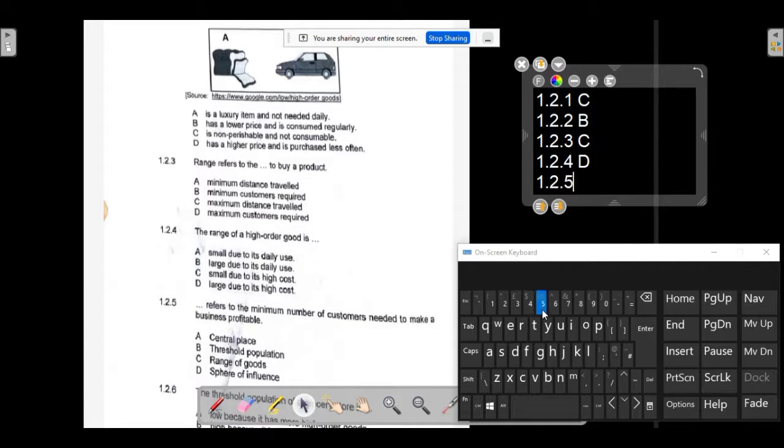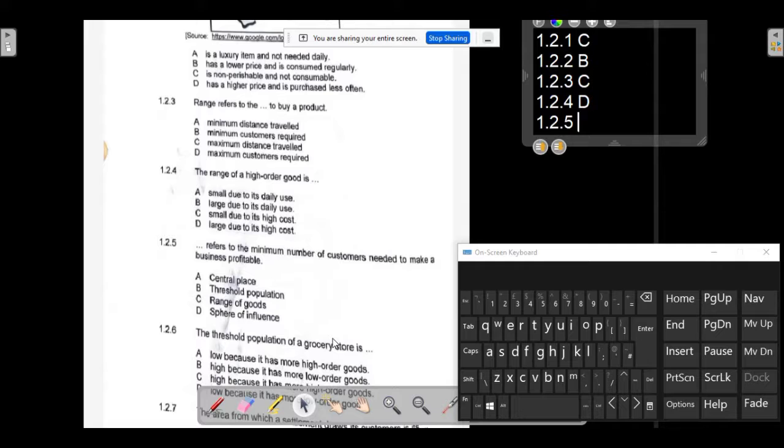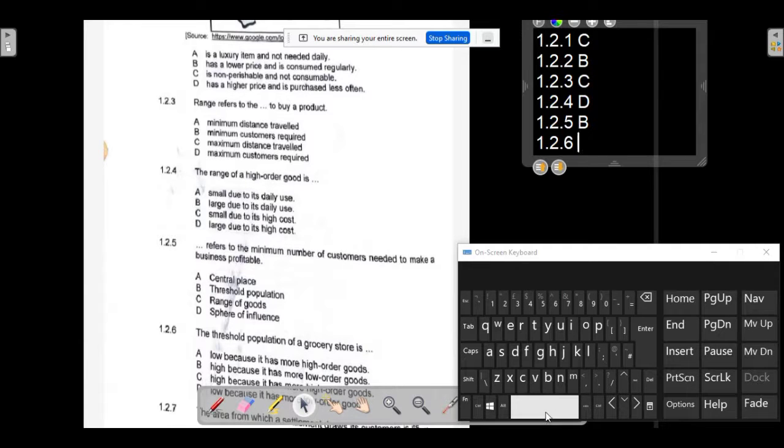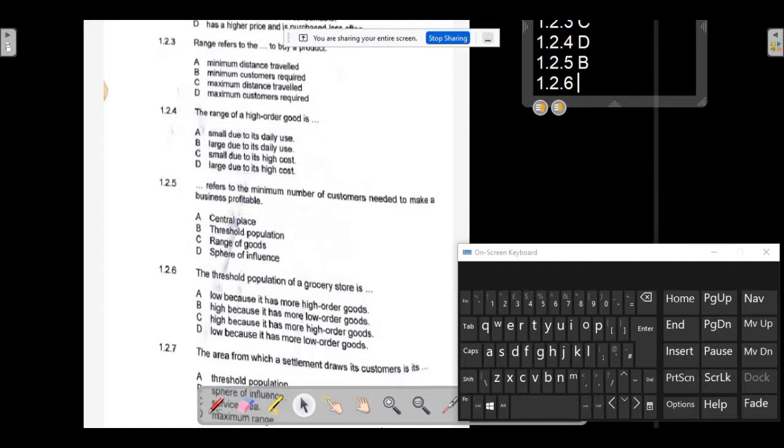Then 1.2.5 says dash refers to the minimum number of customers needed to make a business profitable. Now, of course, that definition is threshold population, guys. We don't even need to go through all of these options. So threshold population, and that is B. It helps a lot that you study these definitions, guys, because you can score a lot of marks here in the multiple choice.